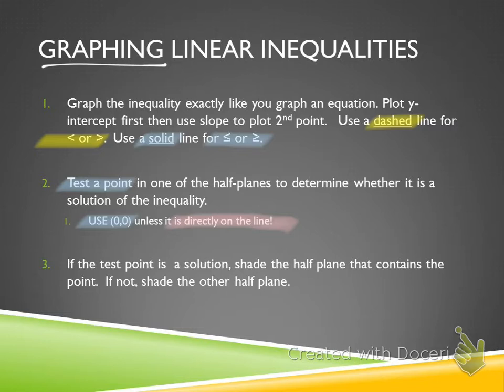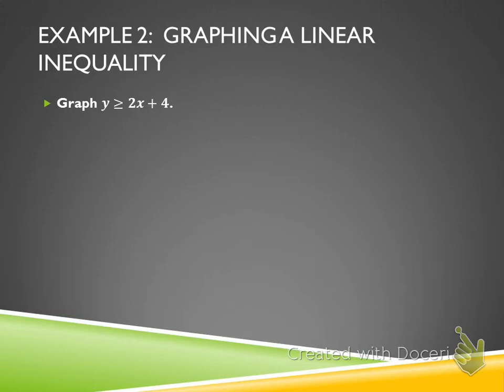So if a test point is a solution to the inequality, you shade the part of the graph that includes your test point. And that'll make more sense in a second. If it's not a solution, then you shade the other part. All right? Okay, so enough talking. Let's actually see what this looks like.